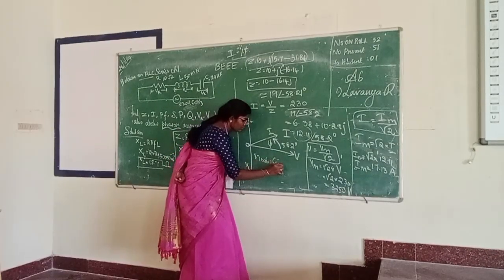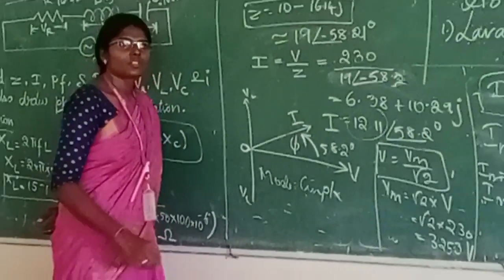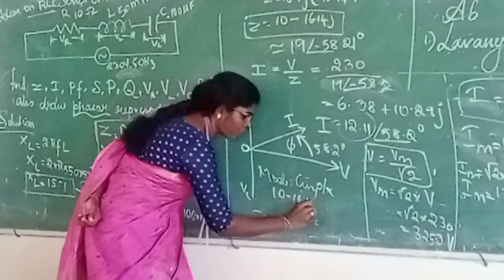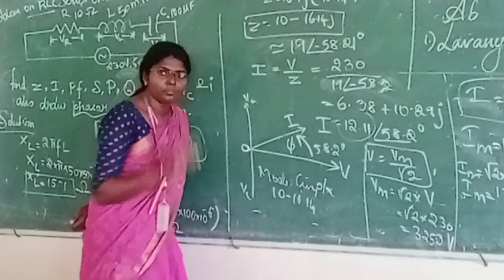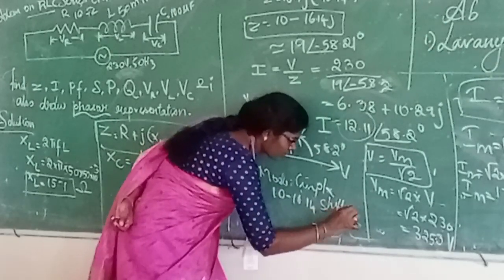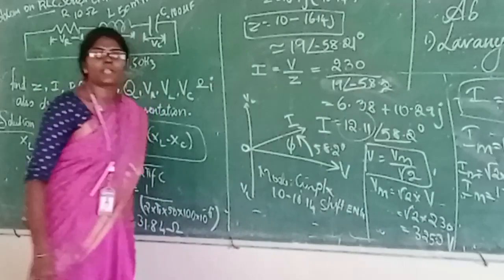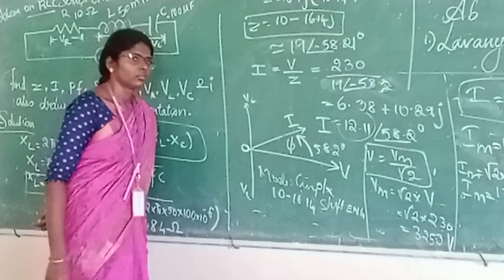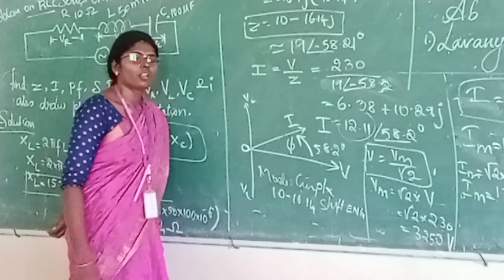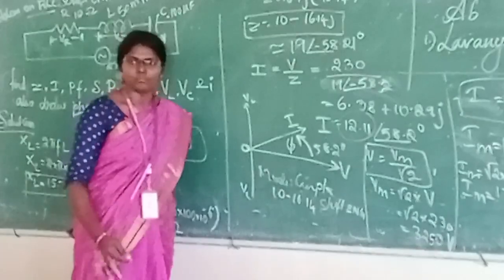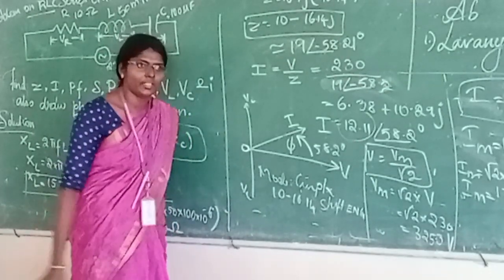Mode is it complex? It is 10 minus 16.1. In some calculators it is very easy, but in the basic model, press the keys.